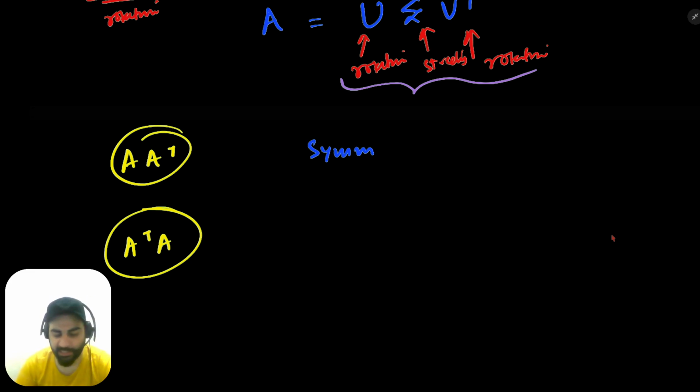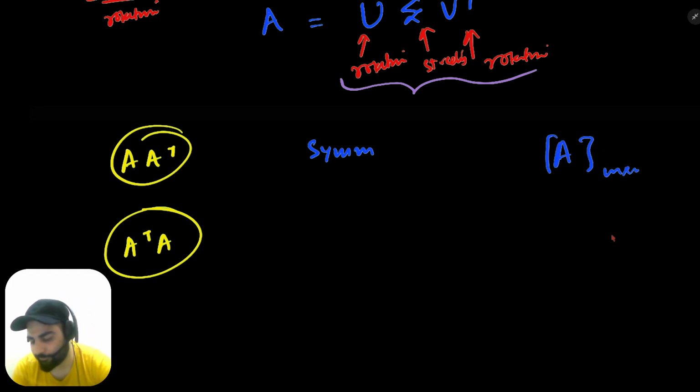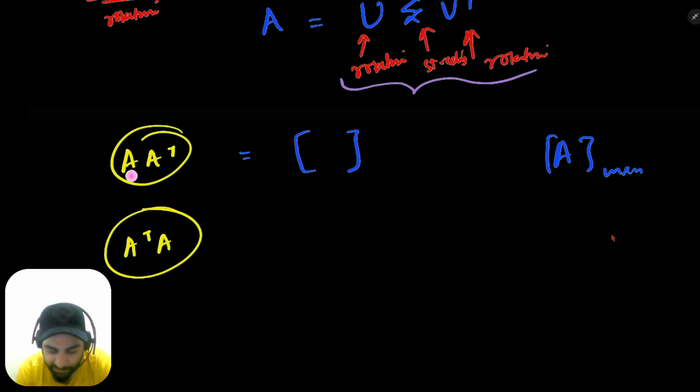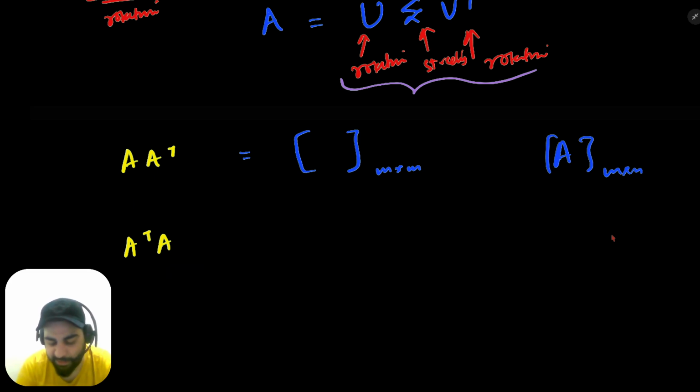So A A transpose is symmetric. A transpose A is also symmetric. I said that A is M cross N. If you see A A transpose, it will be a symmetric matrix. What is the dimension of that matrix? If A is M cross N, then A transpose will be N cross M, so A A transpose will be M cross M. Similarly, with A transpose A we'll have an N cross N matrix.